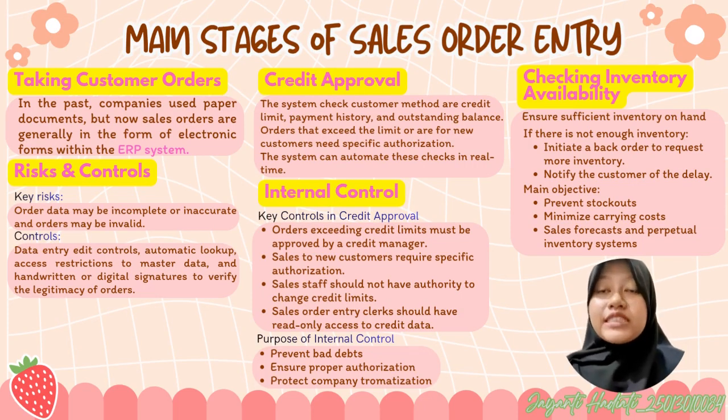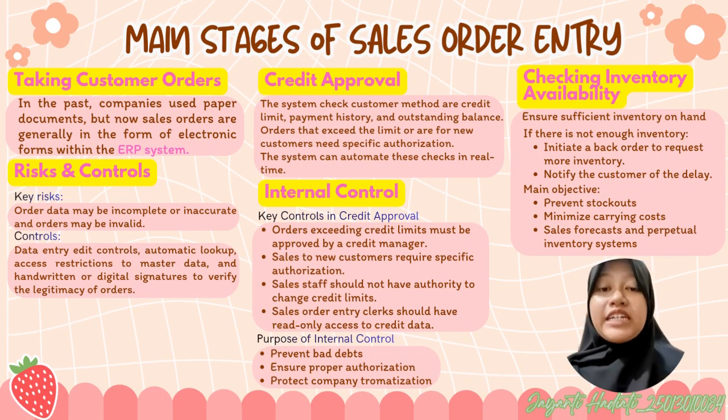However, there are some risks in this stage. For example, the order data may be invalid or inaccurate. This can cause problems like delays and unhappy customers. To reduce this risk, the company uses controls such as data checks, automatic data lookup, access restrictions, and also digital or written signatures. These controls help make sure the data is correct and reliable.